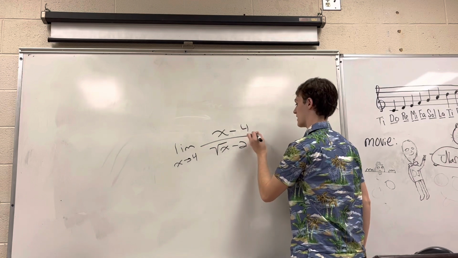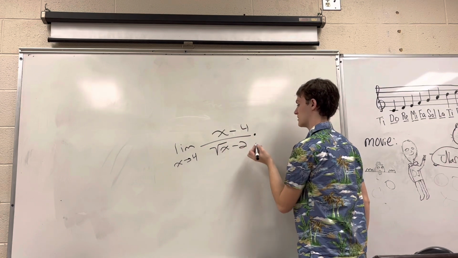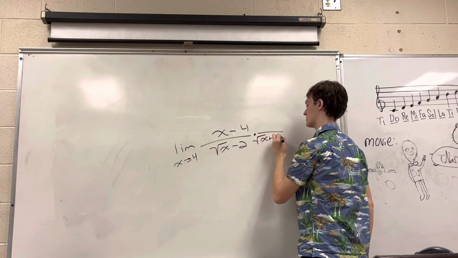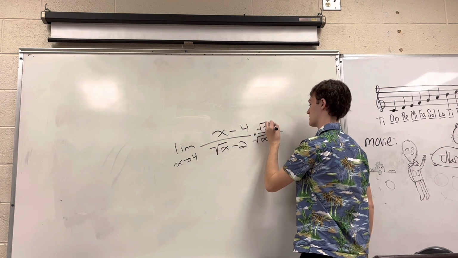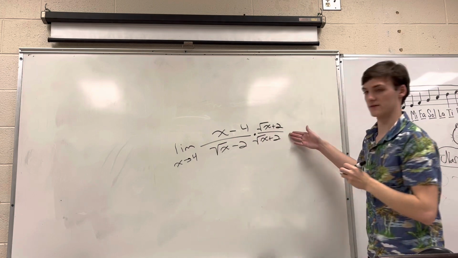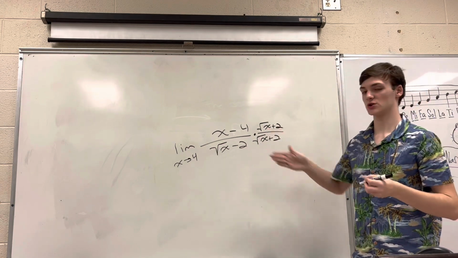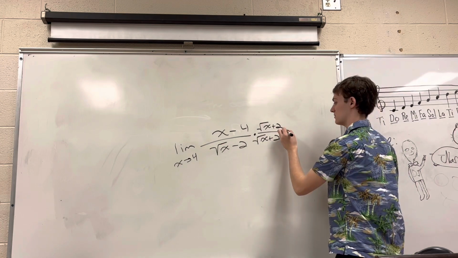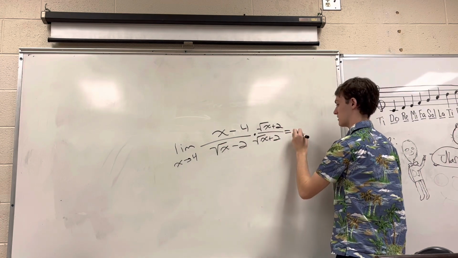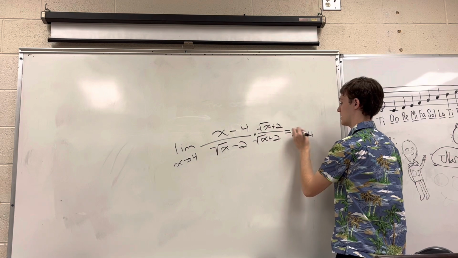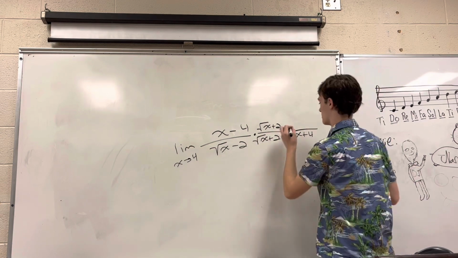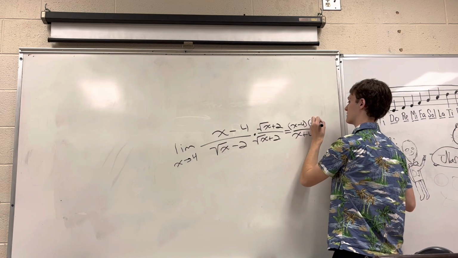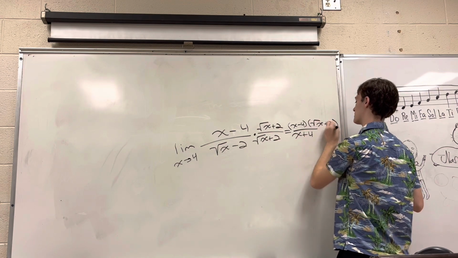So let's multiply by the conjugate of the denominator. So we're going to multiply by the square root of x plus 2 over the square root of x plus 2. This is obviously equal to 1 over 1, so we're not actually changing the value of the function when we multiply by this. So when we multiply this out, the bottom is just going to become x minus 4, and the top we don't have to evaluate. It's going to be x minus 4 times the square root of x plus 2.